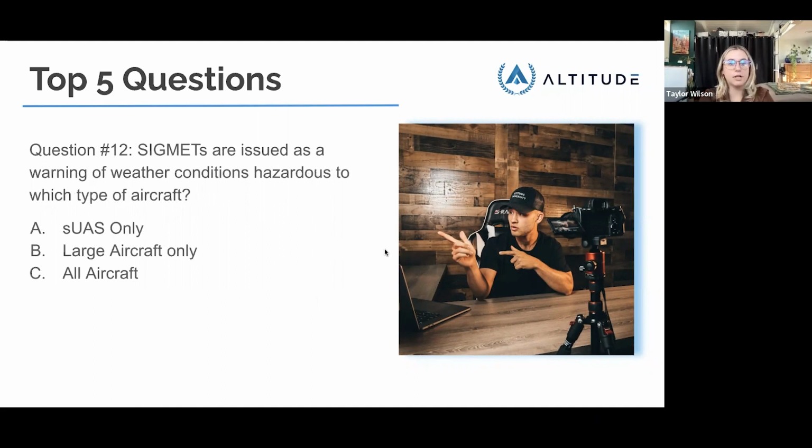SIGMETs are issued as a warning of weather conditions hazardous to which type of aircraft? Either small UAS only, large aircraft only, or all aircraft. I will show you how to find SIGMETs too. Awesome. Great job, everybody. Yep, our answer here is all aircraft. Perfect.